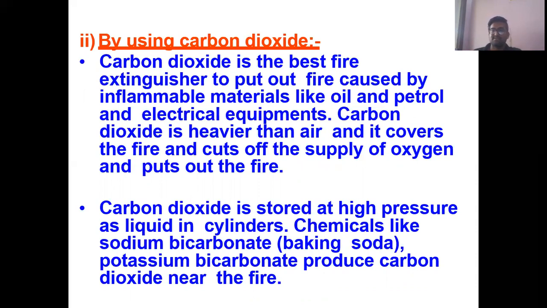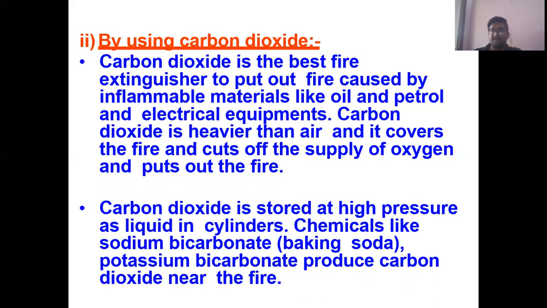Carbon dioxide is the best fire extinguisher to put out fires caused by inflammable materials like oil and petrol, and electrical equipment. Carbon dioxide is heavier than air, the mixture of oxygen and nitrogen, and it covers the fire and cuts off the supply of oxygen which is required for combustion. So it cuts off the supply of oxygen and puts out the fire.